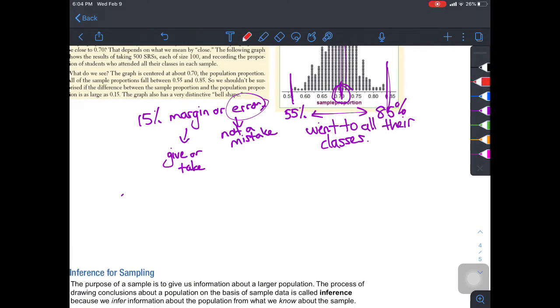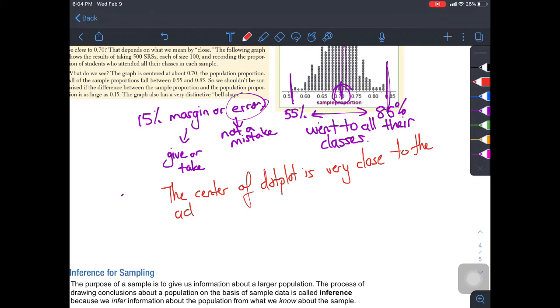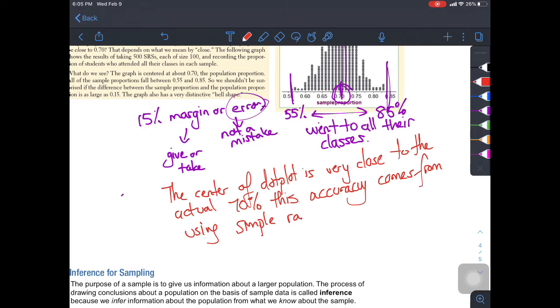So, what's important? What's important is the center of the dot plot is very close to the actual 70%. All right. This accuracy comes from using simple random samples.